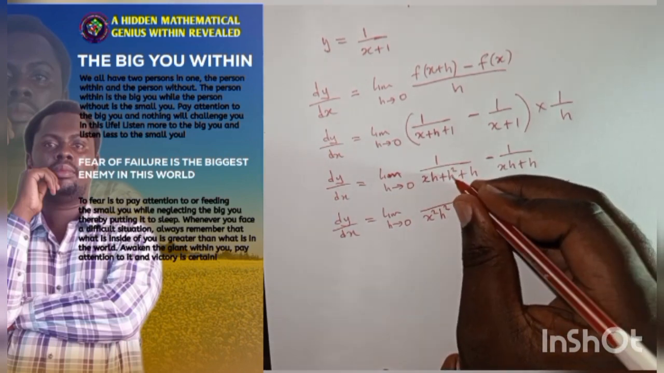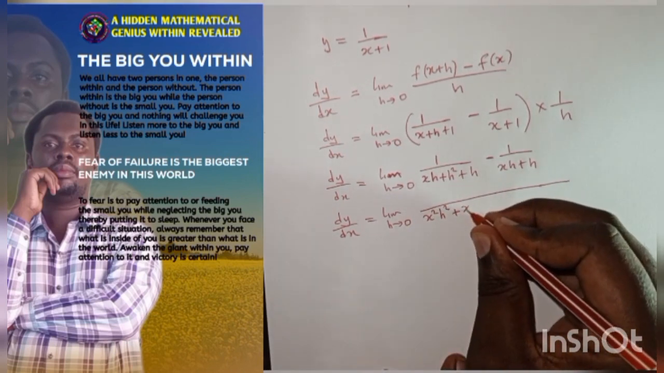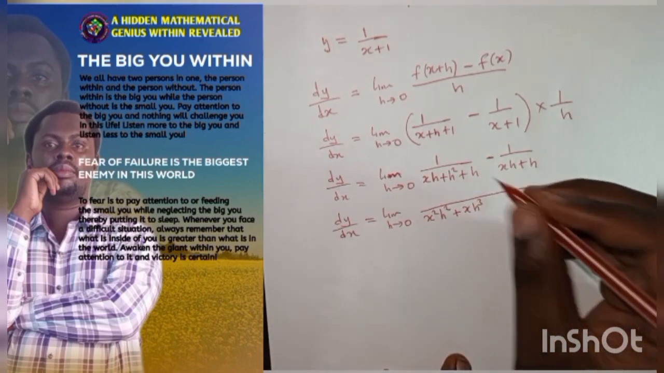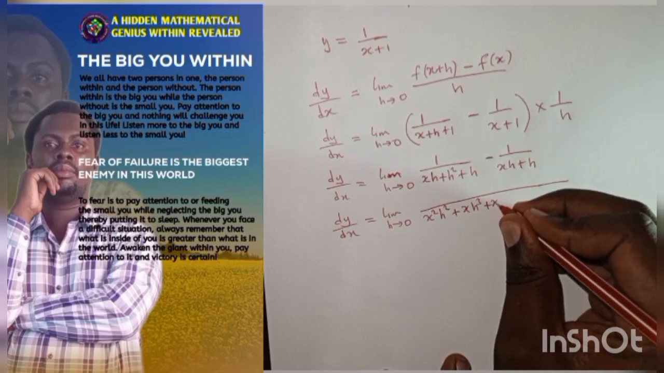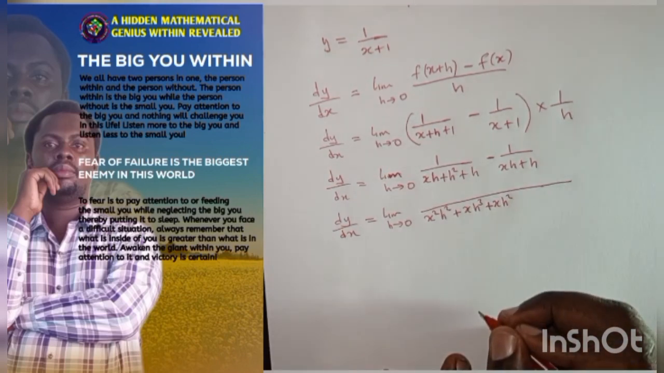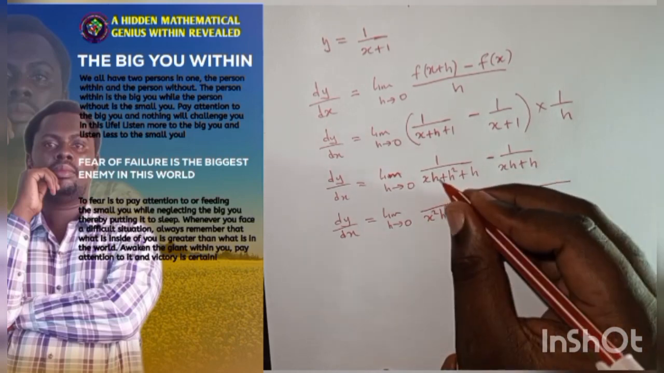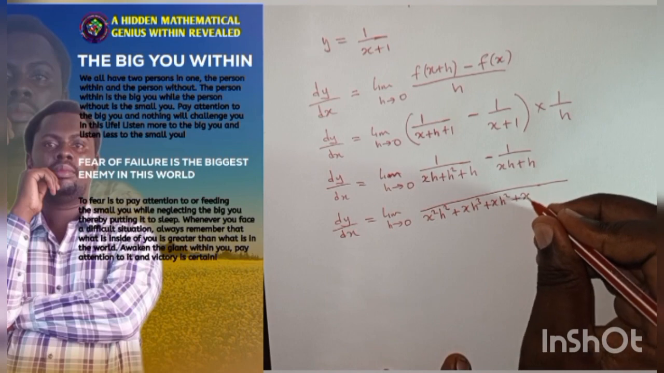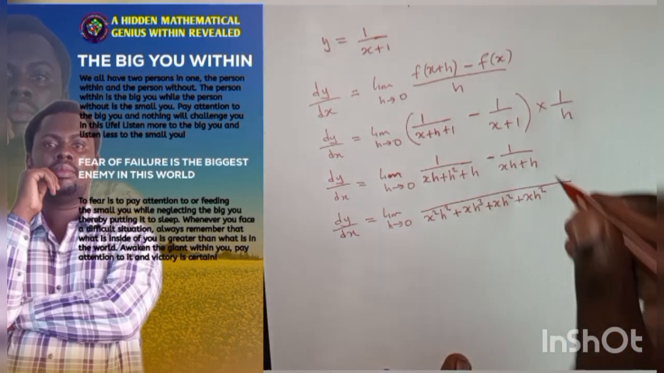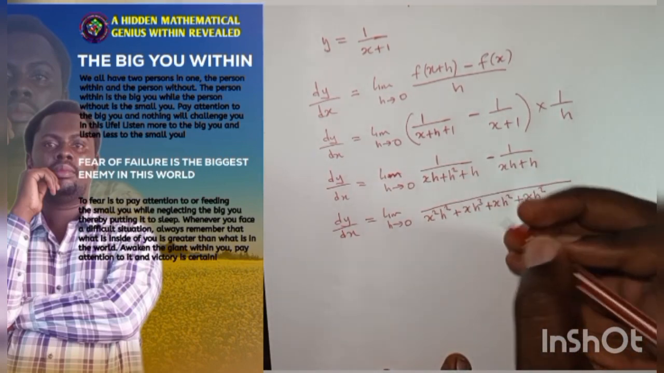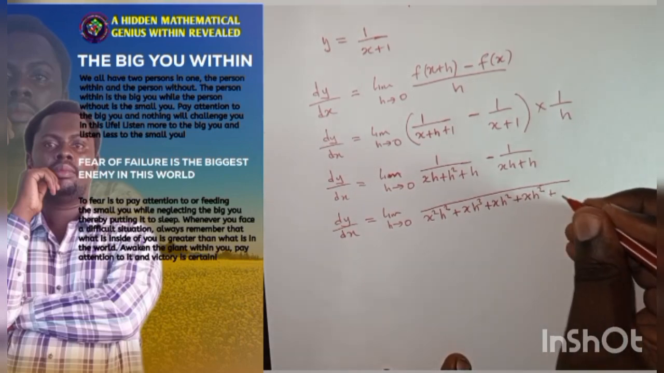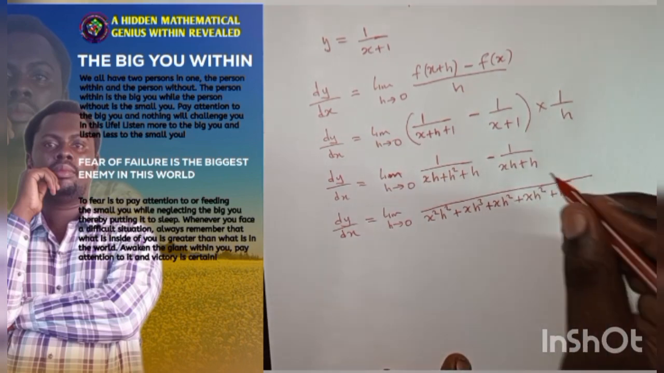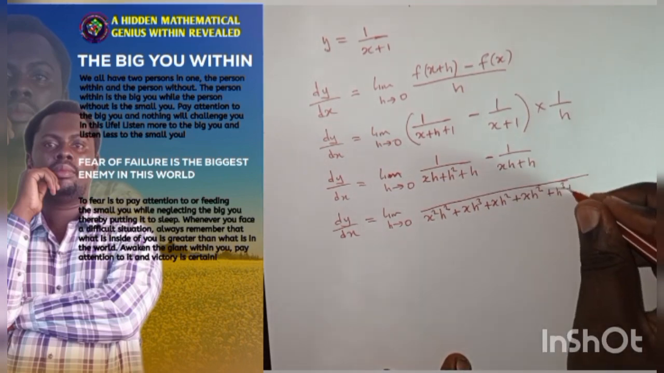Xh multiplied by h squared, you get plus xh cubed. Xh multiplied by h, you get plus xh squared. Okay, then plus h multiplied by xh, you get plus xh squared. H multiplied by h squared, you get plus h cubed. H multiplied by h, you get h squared.